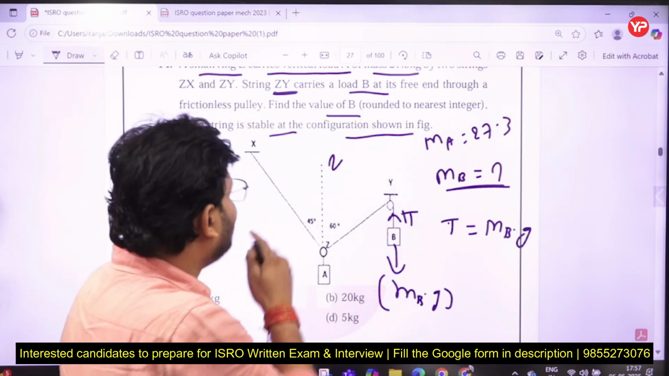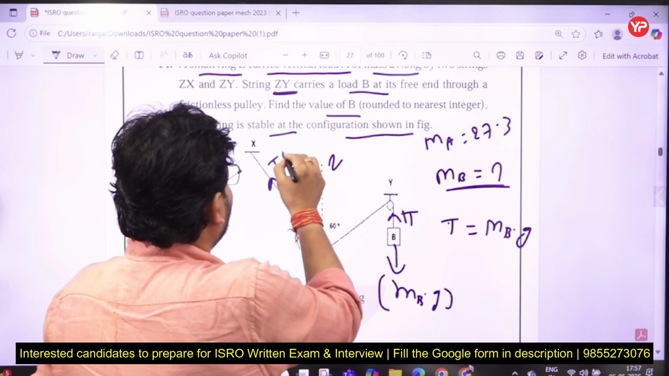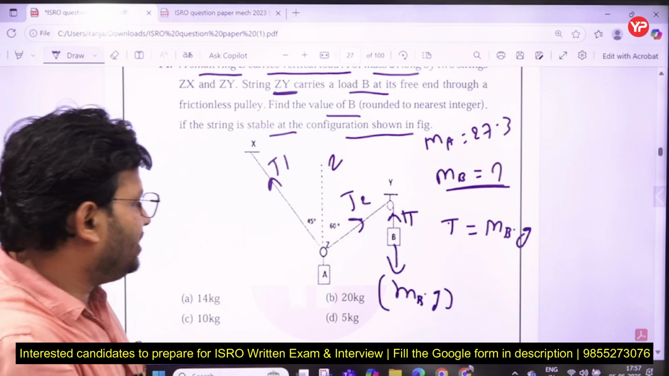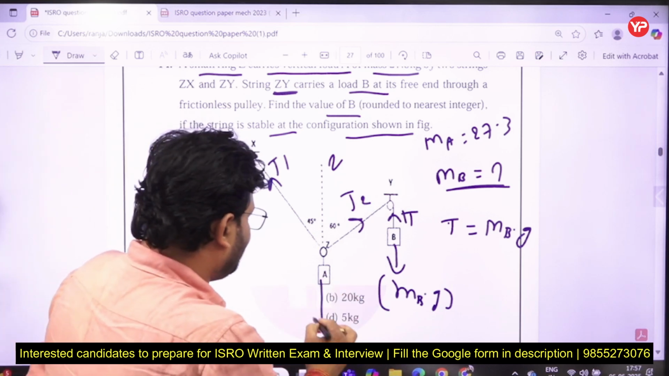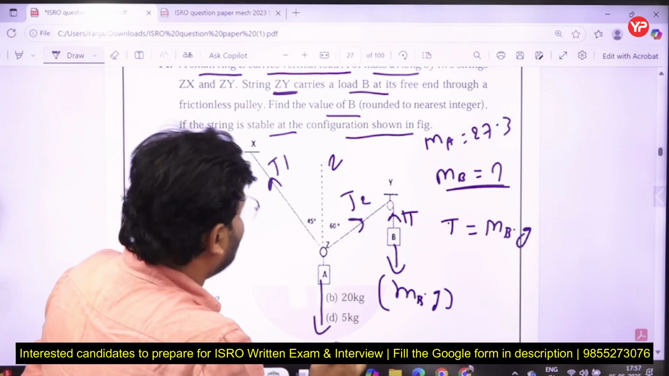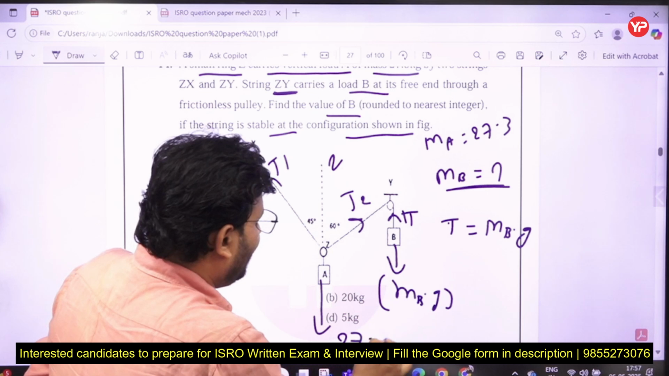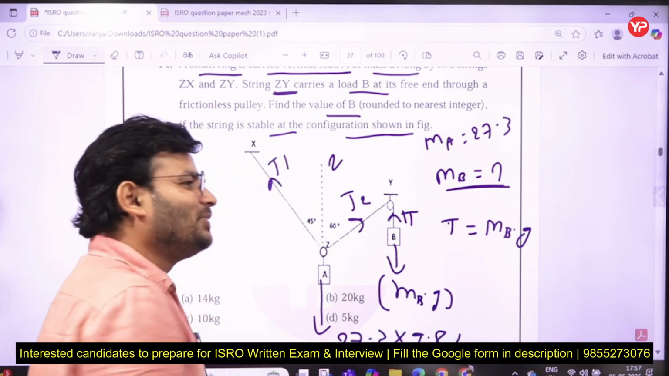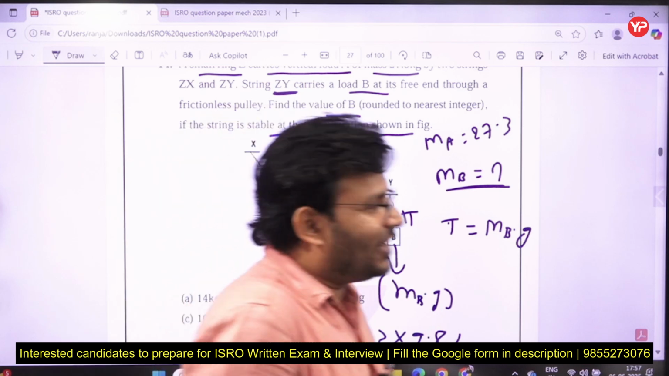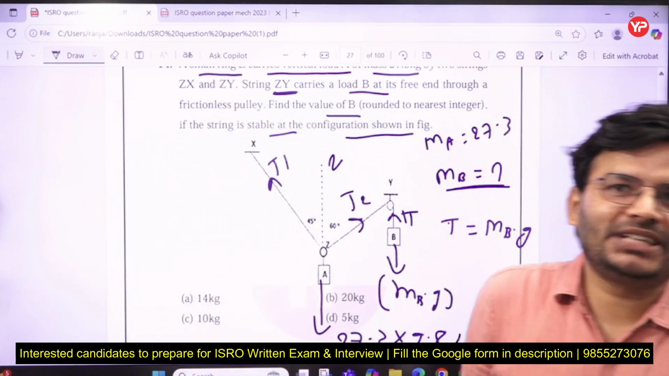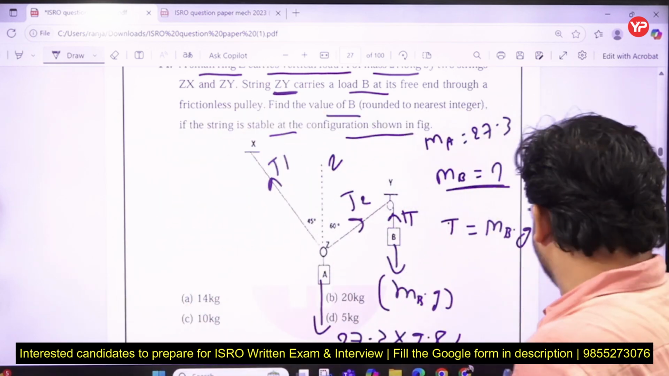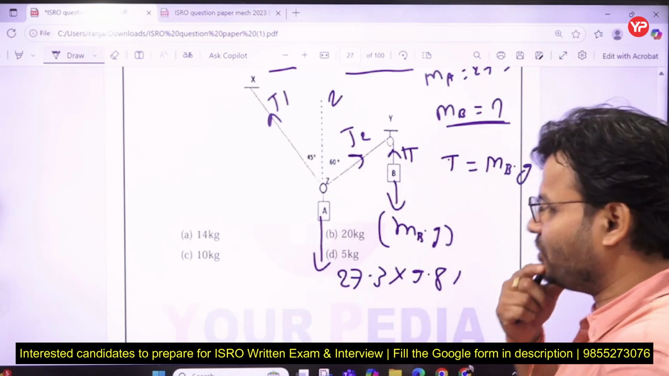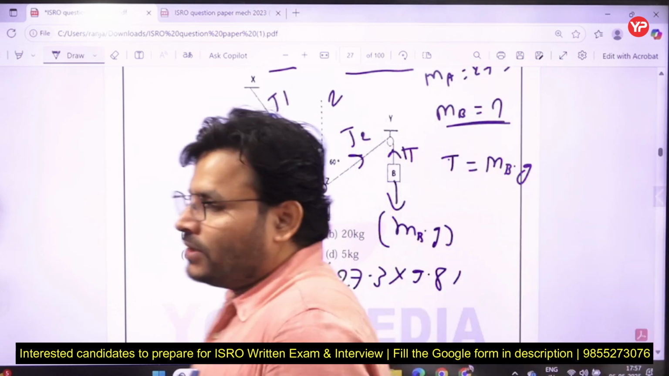So let's assume this is tension T1, this is tension T2, and that is mg, the weight acting here. mg is how much? 27.3, and G take here 10. I have used the calculator, so I used 9.8, but in the exam the calculator is not there, so you can use 10. Sorry, 9.8 is what I used. Now sir, what do I have to do?